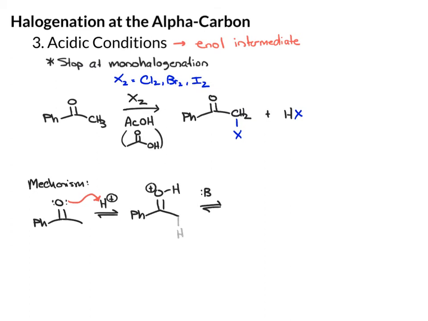Now, this is much more acidic than a typical alpha proton because the carbonyl is activated. So that will take the proton, we'll push the electrons like that to give us an enol. There's our enol intermediate. From here, now we're ready to react with the halogen.